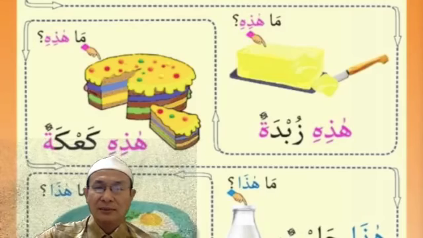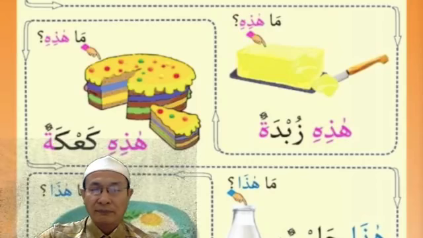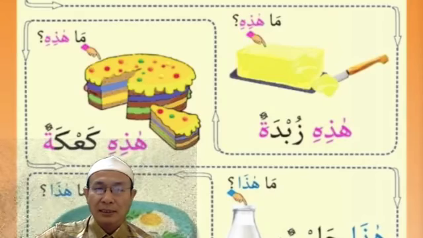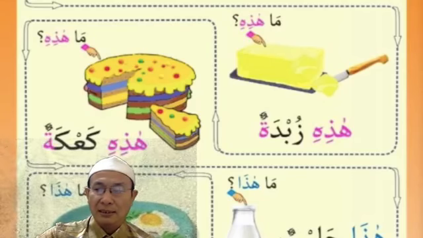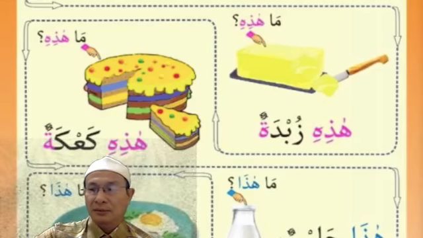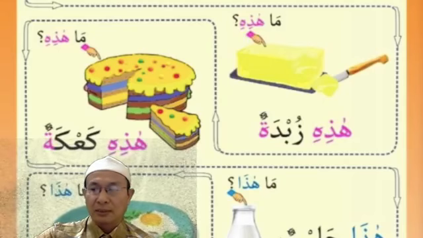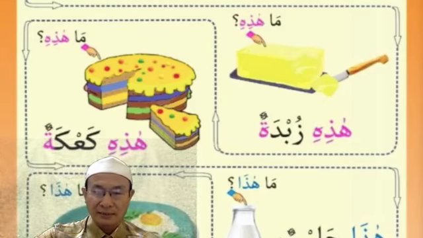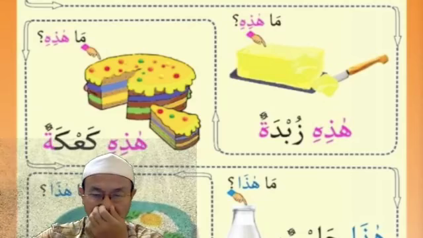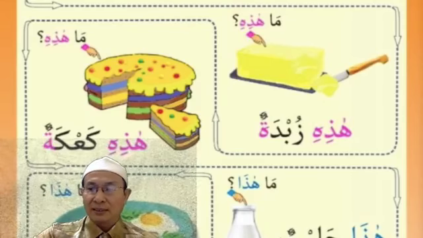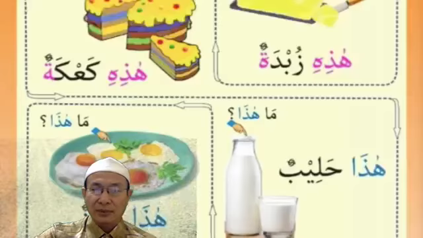And the next one on the left side. ما هذه. What is this? هذه كعكة. This is a cake. This is a cake, right? Alright, let's move on to the next one.